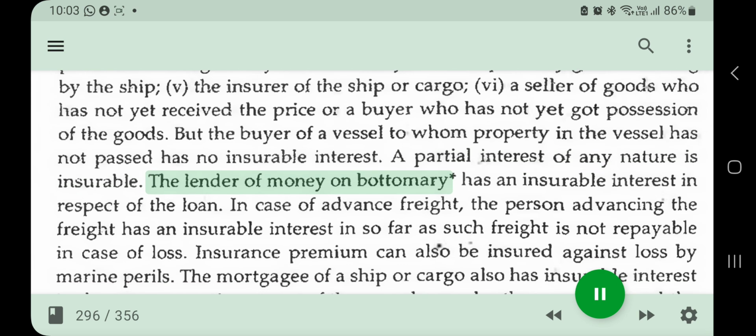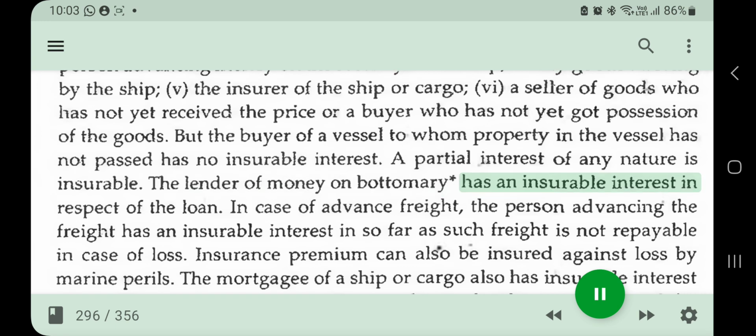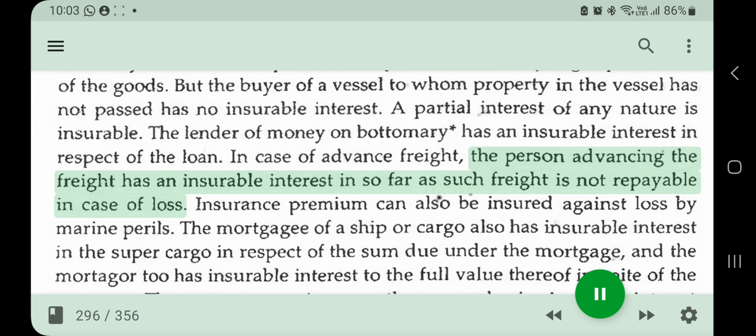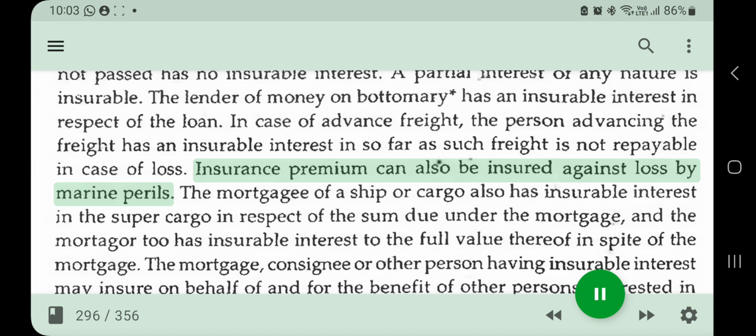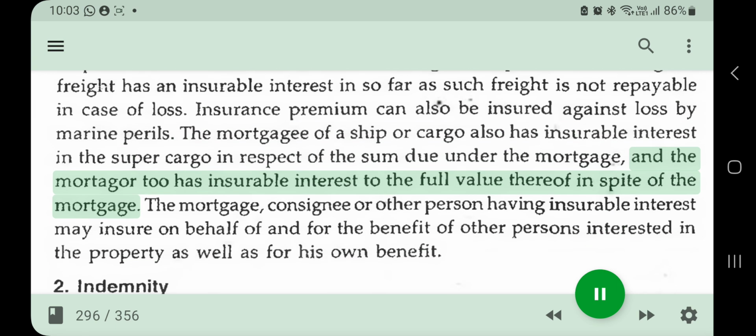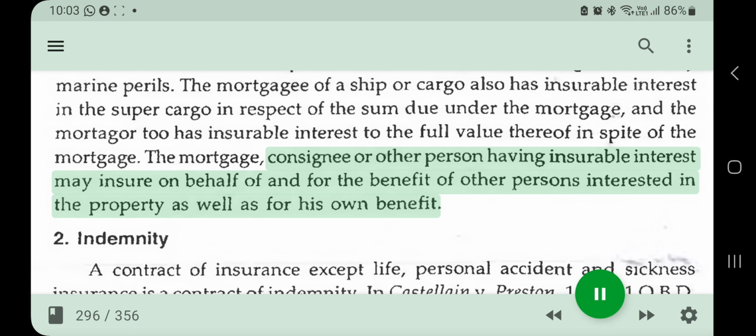The lender of money on bottomry has an insurable interest in respect of the loan. In case of advance freight, the person advancing the freight has an insurable interest in so far as such freight is not repayable in case of loss. Insurance premium can also be insured against loss by marine perils. The mortgagee of a ship or cargo also has insurable interest in respect of the sum due under the mortgage, and the mortgagor too has insurable interest to the full value thereof in spite of the mortgage. The mortgagee, consignee or other person having insurable interest may insure on behalf of and for the benefit of other persons interested in the property as well as for his own benefit.